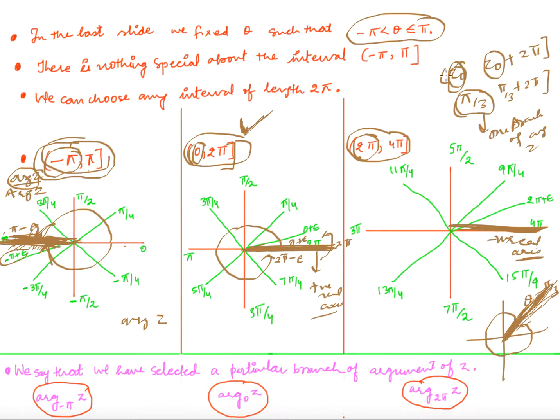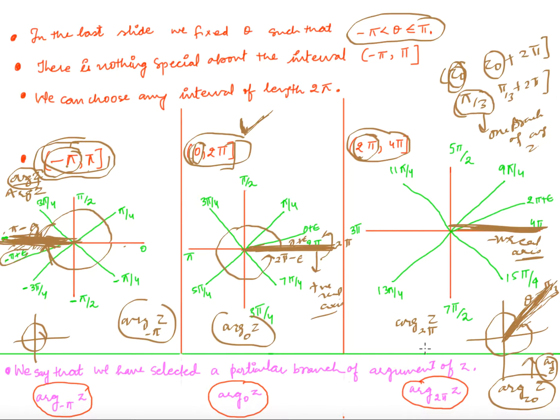So what I want to conclude here is that you can have argument of z and you can fix any starting point. For example, here I fix minus pi, here I fix 0, here I fix 2 pi. So I will denote it as argument z and here I will write that fixed point, minus pi. Argument of z, here it is 0. Argument of z here at 2 pi. So in general, I can have any argument of z, z0 specified. This is one branch of my argument of z, right? So basically what we are doing is, we have so many ways to fix our theta and I can choose any one way out of those many ways, and that will define my one branch of argument of z.